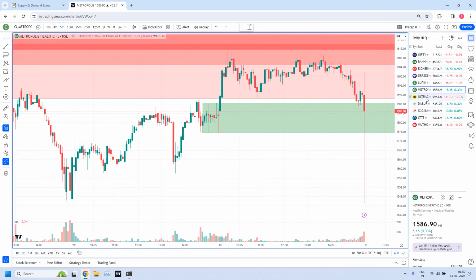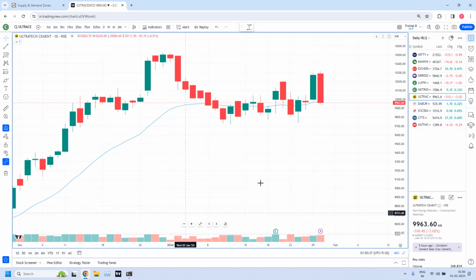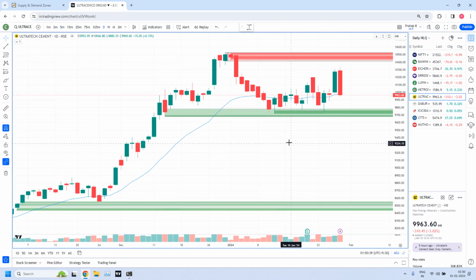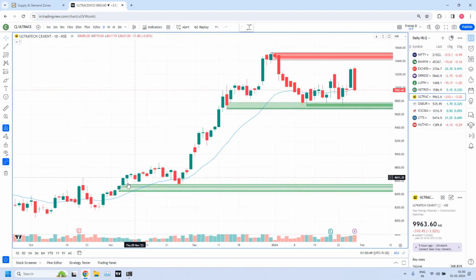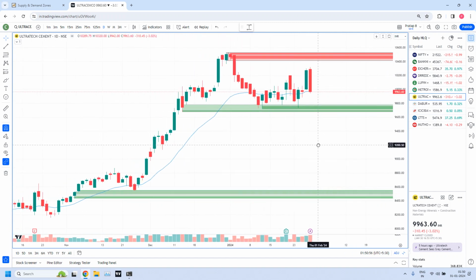So the next stock is Ultratech Cement. This is also a high liquidity daily supply zone, but prices did not enter into this supply zone. Actually, this stock is moving between the high liquidity daily supply zone and the 75-minute zone. It also has a daily high liquidity zone, but it is far away. So anyway, we did not get an entry.